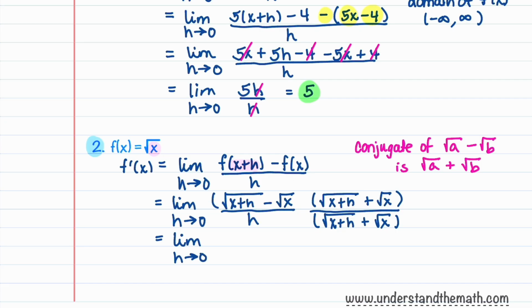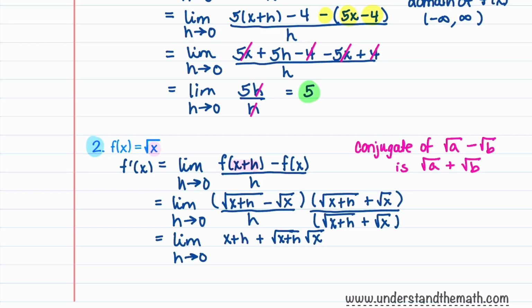I'm going to put parentheses around this top piece so it makes it easier. The FOIL method says the first thing we do is multiply the first terms, and that is the square root of x plus h times the square root of x plus h, so that just gives us x plus h. And now we're going to multiply the outer terms. So this is the square root of x plus h times square root of x.